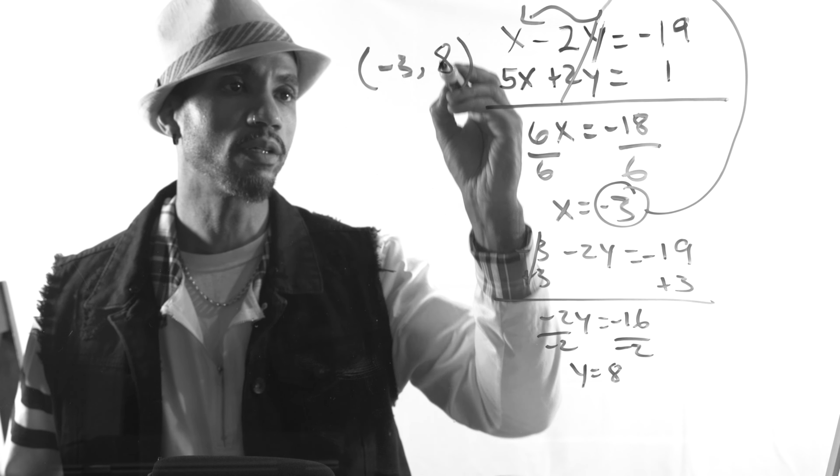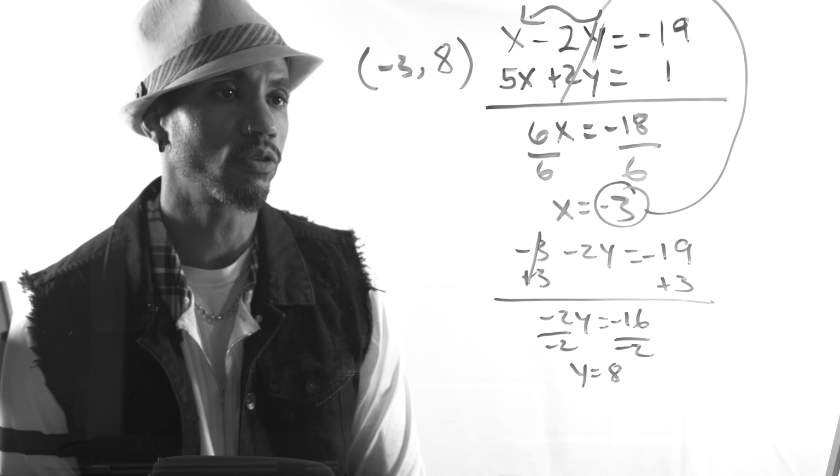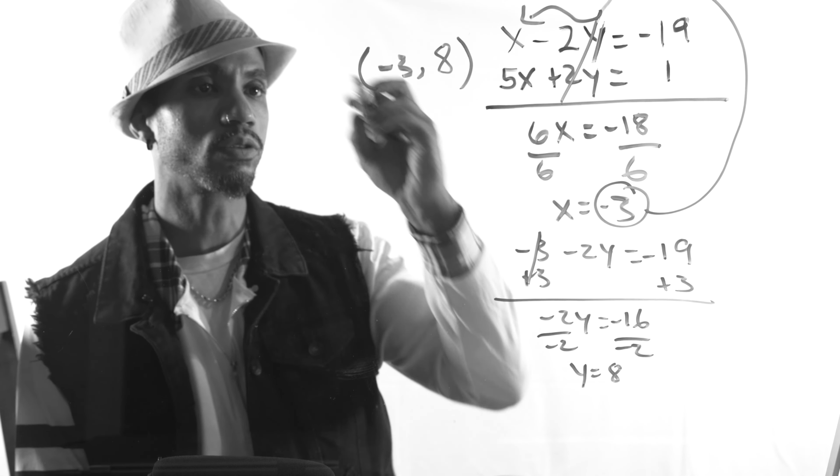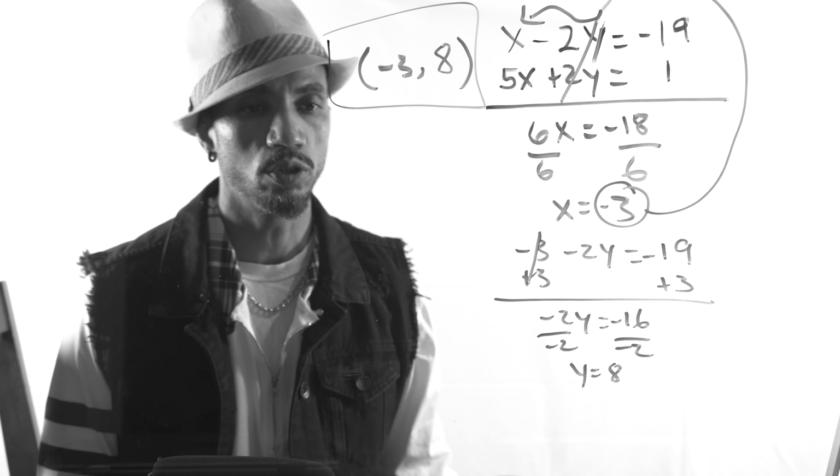And that is our y value in the ordered pair. And so that is our solution. Negative 3, 8 is our solution. And that is our method using the elimination method.